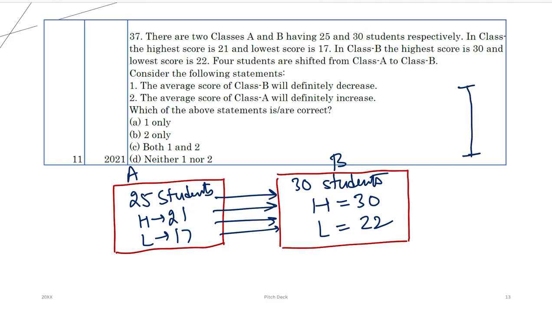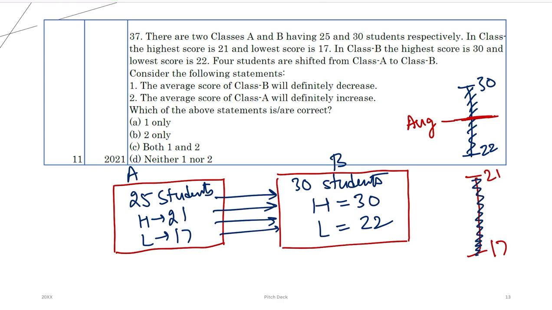Class B has highest and lowest scores of 30 and 22. So where will its average lie? It will lie between 30 and 22, not less than 22, not more than 30. So the average will be somewhere between these two values, right? And there is another class where the highest is 21 and the lowest is 17. So the average of the first class will be between 22 and 30, and the second class between 17 and 21, right?